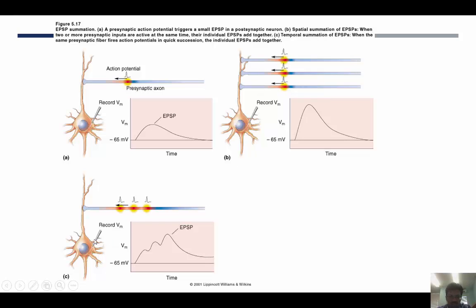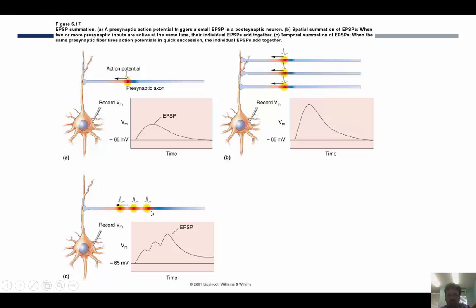Now let's go down to C. In C, we only have one presynaptic neuron. But in this case, there's a series of action potentials that arrive very quickly, one after the other. Each action potential triggers an EPSP. But before the EPSP is able to return to baseline, the second action potential arrives, and therefore it gets added on top. And before that one can return to baseline, a third one arrives, and that gets added on top even further. Again, in this way, it allows us to reach threshold and potentially trigger an action potential in the postsynaptic cell. This process is dependent on action potentials arriving very close to one another in time. And so this process is called temporal summation.